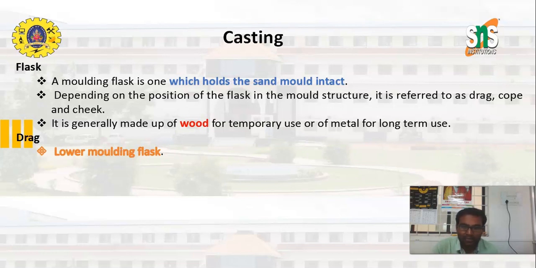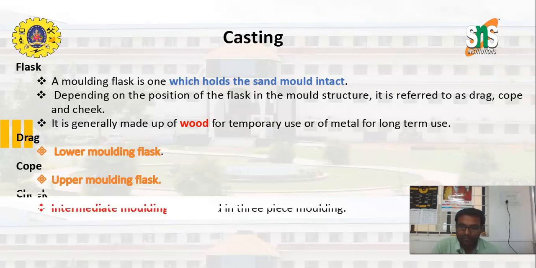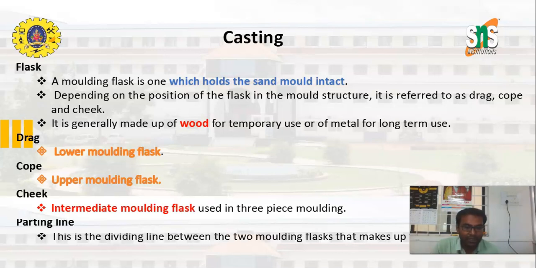The second important part is the drag. It is the lower molding flask. And the next important part is the cope box. It is the upper molding flask. The next one is the cheek, an intermediate molding flask used in 3-piece molding. And the next one is the parting line. This is the dividing line between the two molding flasks that make up the sand mold.